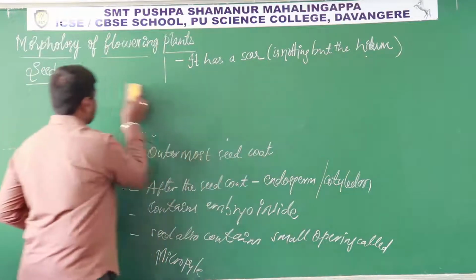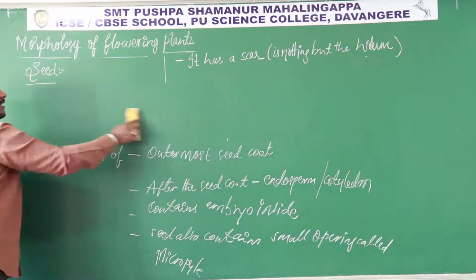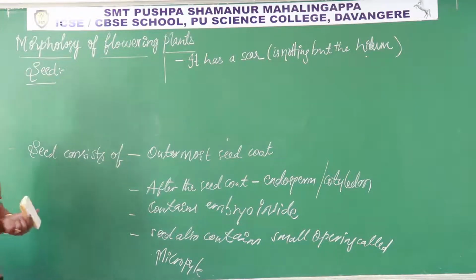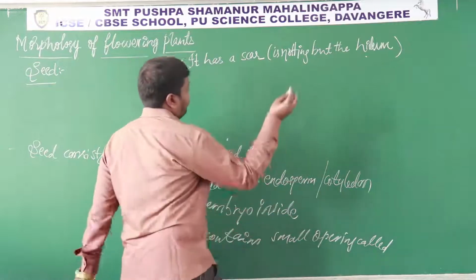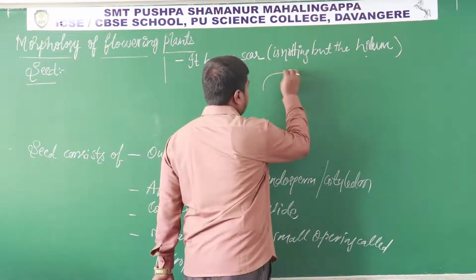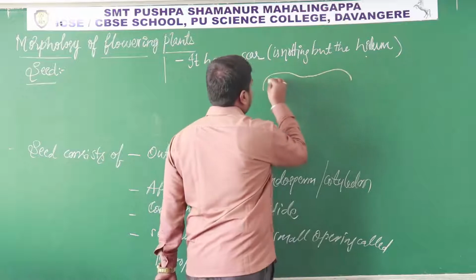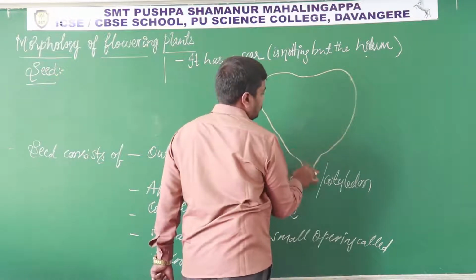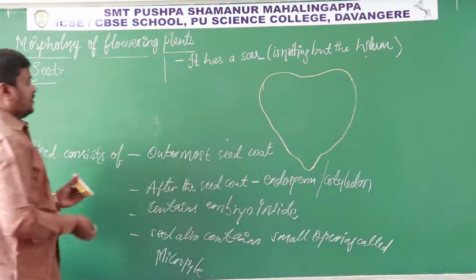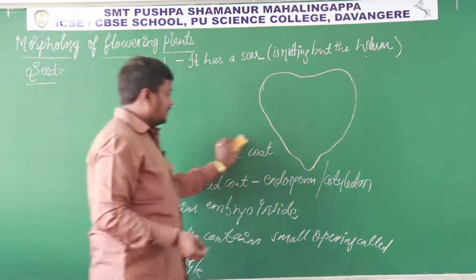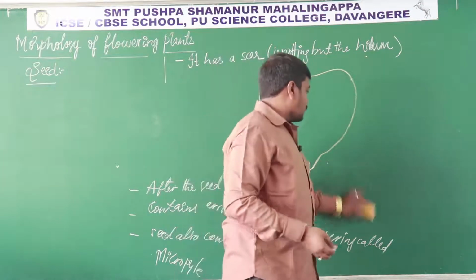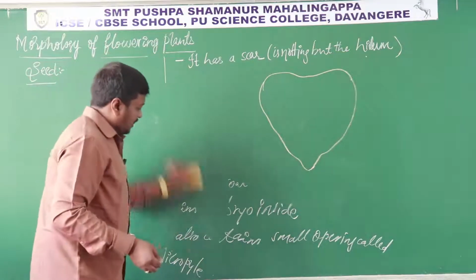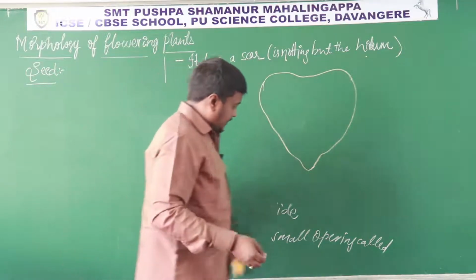Then let me explain the actual structure again by taking a diagram. Let me take the diagram of the dicot seed. There was a seed, and it almost looked like this. You can guess it, this is Bengal gram. You call it kadalekalu, it looks like this.